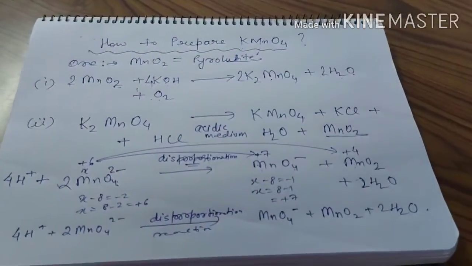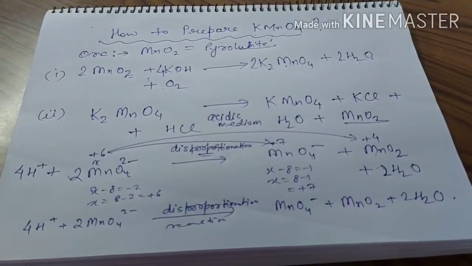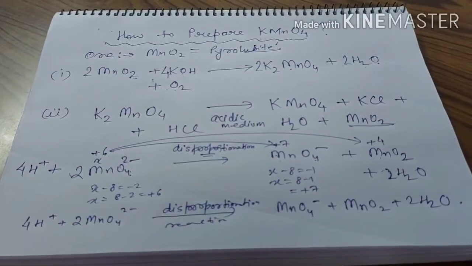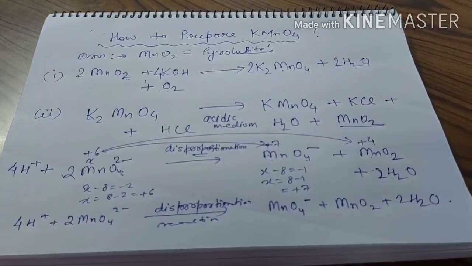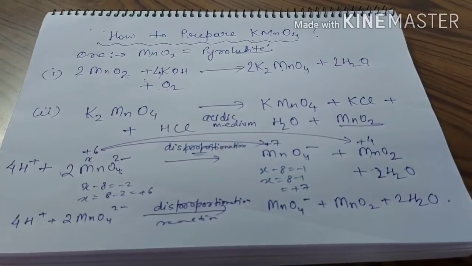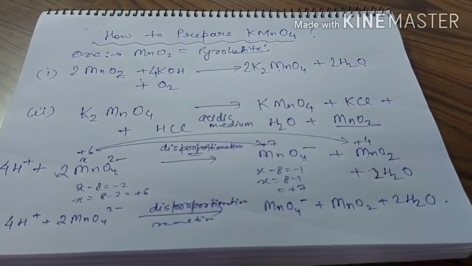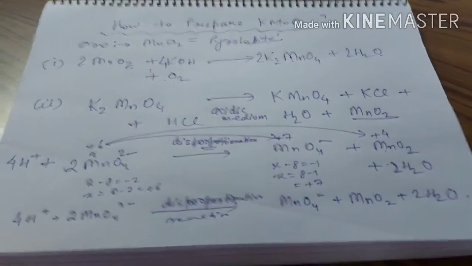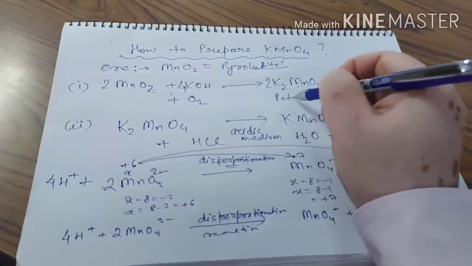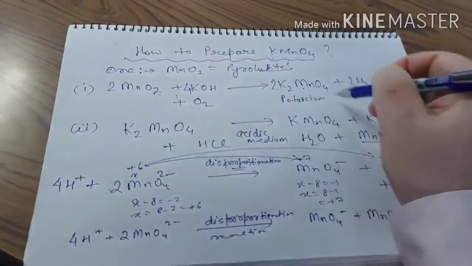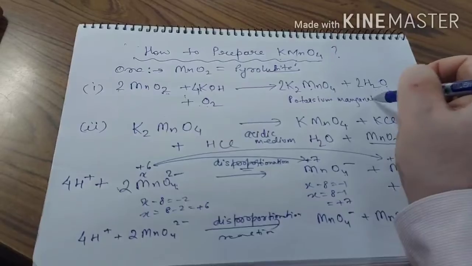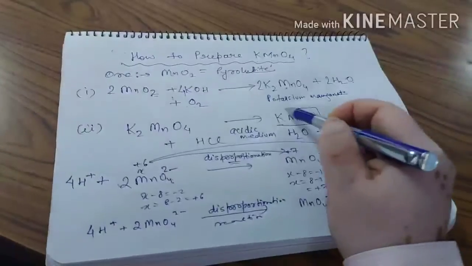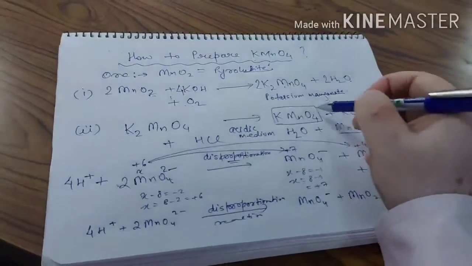I hope that now you will not try to learn this by heart. You can do it yourself by using the previous year's concept of balancing redox reactions. Only you have to remember that the commonly available ore of manganese which we take is pyrolusite ore, that is MnO2. Then we fuse it with KOH to form potassium manganate, which further undergoes disproportionation to form potassium permanganate.